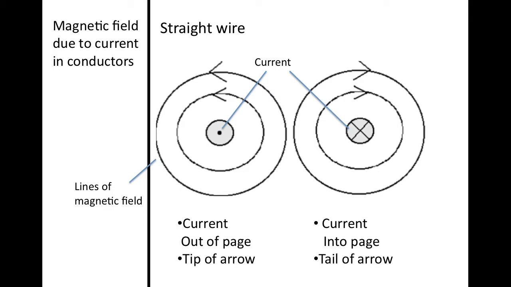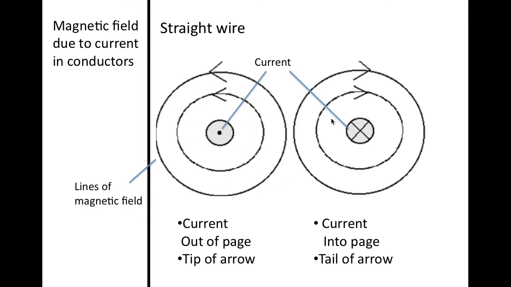We represent these fields as lines, similar to electric fields. Here we're looking at a current of a straight wire. Below we see two diagrams of wires that have current flowing. In the first diagram, you see a gray circle with a dot in the center. This dot communicates that the current is flowing out of the page or towards you. The magnetic field lines are shown going around the wire in a counterclockwise fashion.